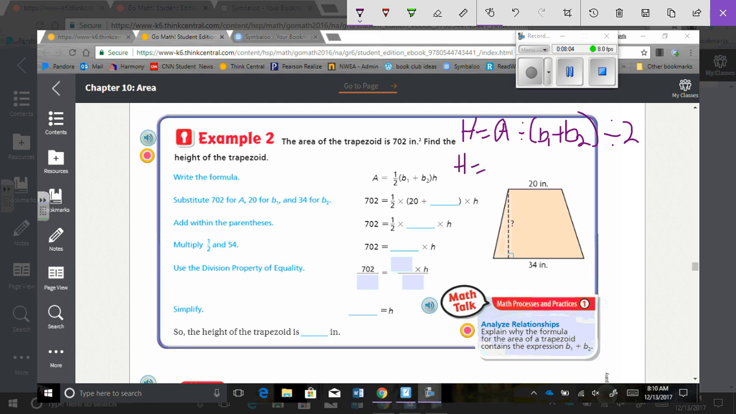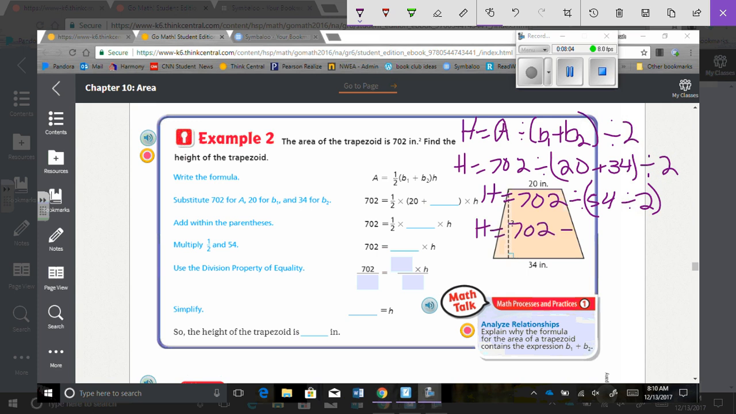So height equals 702 divided by 20 plus 34 divided by 2. So then height equals 702 divided by 54 divided by 2. So I'm going to do 54 divided by 2 first. Height equals 702 divided by 27. So then height equals 26, which is what we got the other time too. And remember that that label does not have to be squared because it's not an area.